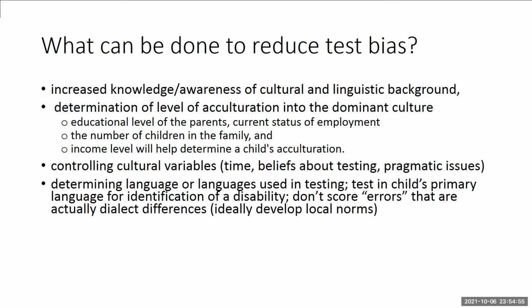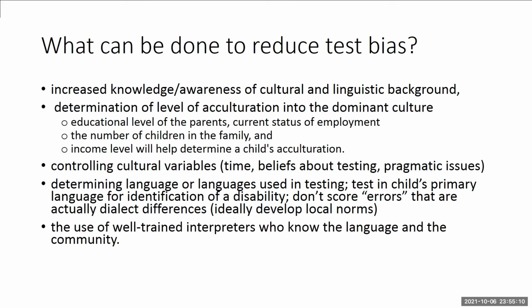Determining language or languages used in the testing. You must test the child in the child's primary language for the identification of a disability. Also, don't score errors that are actually dialect differences. Ideally, develop local norms. You should also use well-trained interpreters who know the language and the community. Back up your test results with observations of the child's language use in functional contexts.